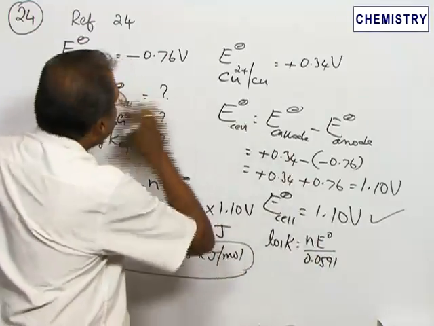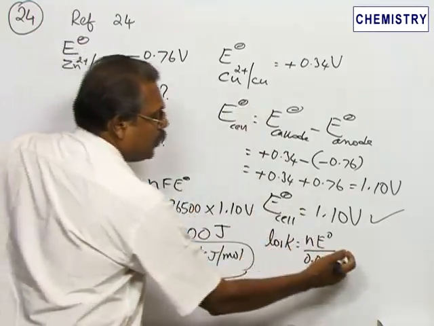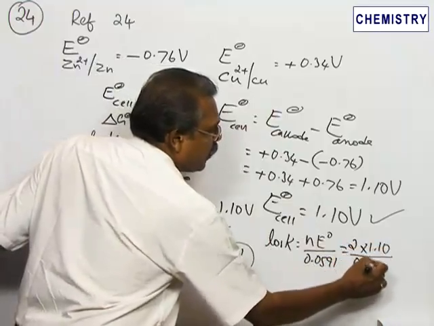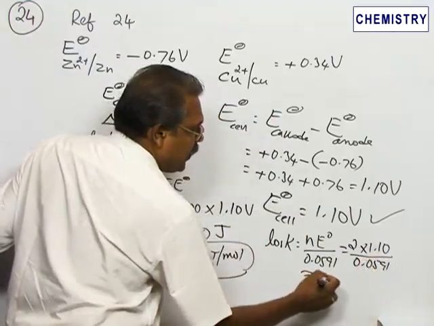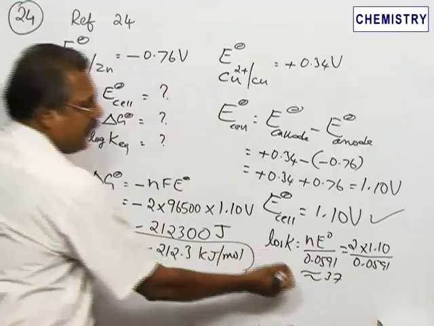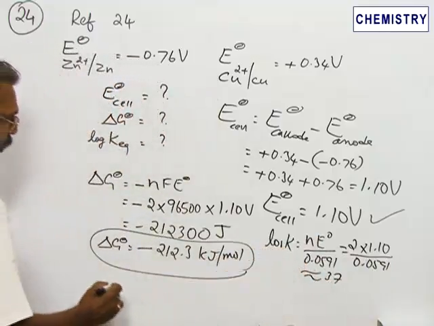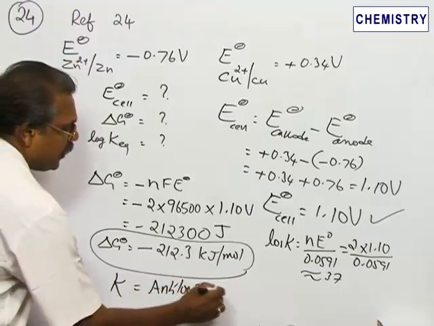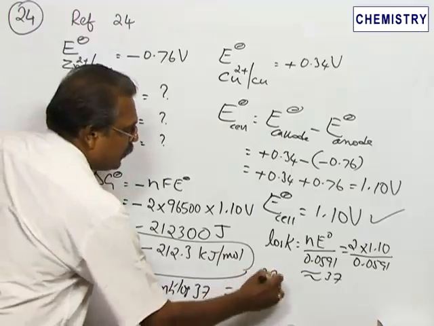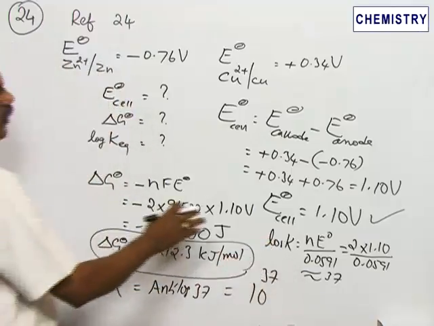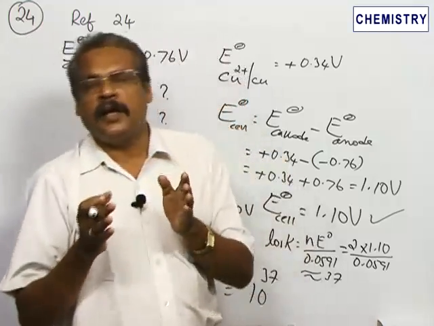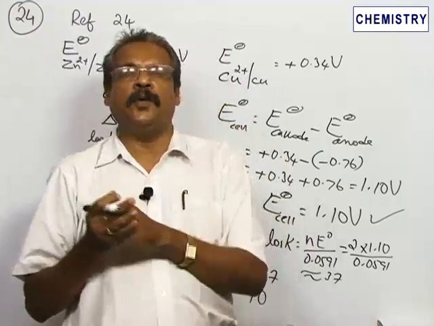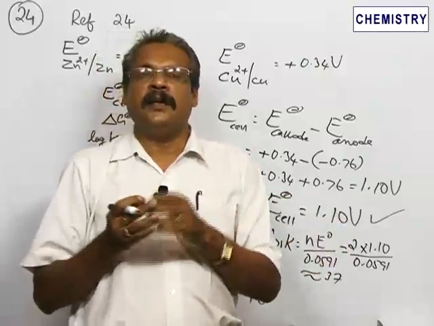In the Daniell cell, the n value is equal to 2. So if you substitute 2 into 1.10 divided by 0.0591, this gives approximately 37. So log K is equal to 37, and to calculate the equilibrium constant, you must take the anti-log of 37, which is equal to 10 power 37. So all three questions are answered: the standard EMF is 1.10 volt, the standard Gibbs energy change is minus 212.3 kilojoule per mole, and finally the equilibrium constant is 10 power 37.